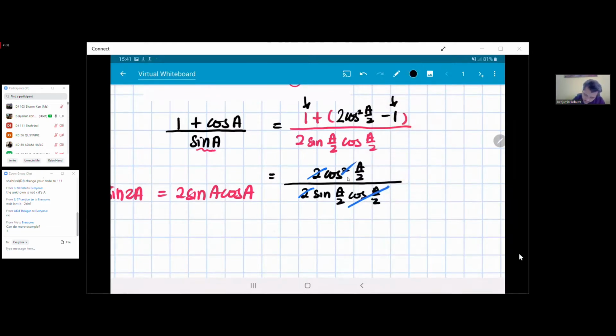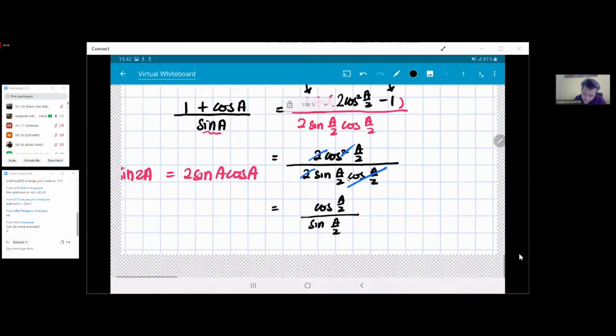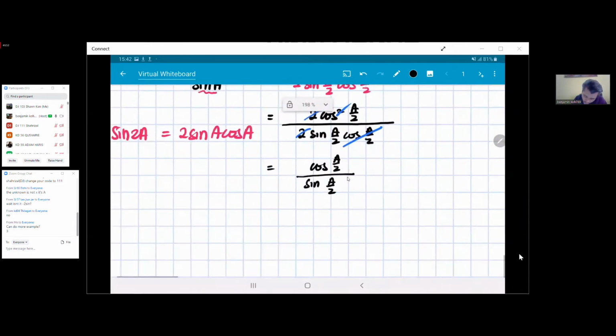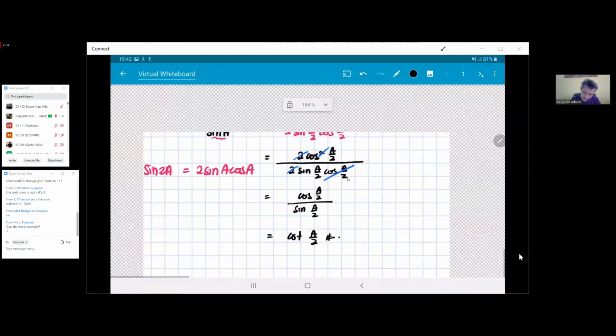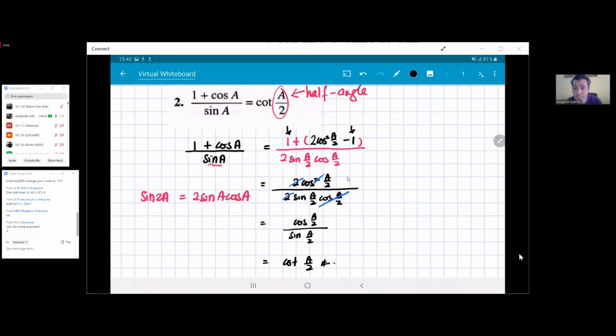If I go slow, do you understand? On top is cos A over 2, below is sin A over 2. Now again, you have to memorize: sin over cos is tangent. This is cos over sin, so it's upside down. So cos over sin will give you cot A over 2. And that's how we find the answer.